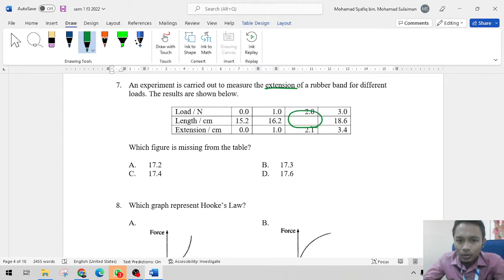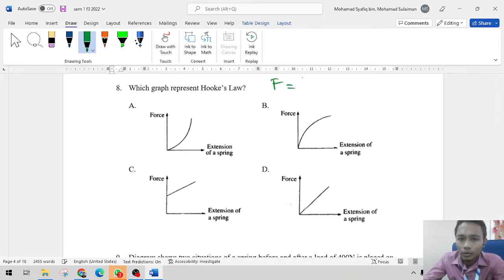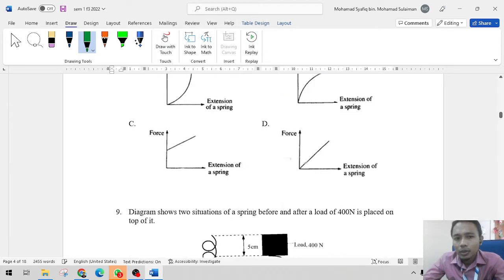Number 7, so we have an extension and we need to figure out the value here. With no load, this is the original length, 15.2. When we have extension 2.1, the length is equal to 15.2 plus 2.1, equal to 17.3 cm. Right, number 8, Hooke's law. F equal to k times x. So F and x are directly proportional. So it's D.